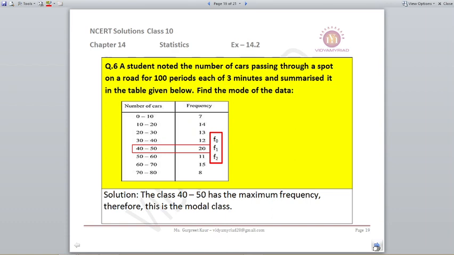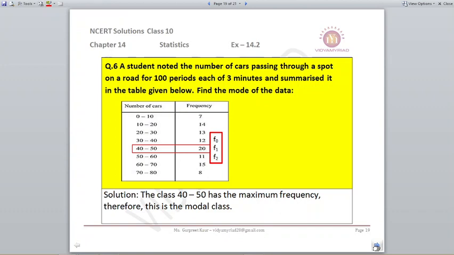Question number 6. A student noted the number of cars passing through a spot on a road for 100 periods each of 3 minutes and summarized it in the given table below. Find the mode of the data. Now the number of cars he has mentioned: 0 to 10, 10 to 20 with a gap of 10. Frequencies are 7, 14, 13, 12, 20, 11, 15, 8. Highest is 20. On the highest frequency we found the modal class 40 to 50. According to that, I know F0 is 12, F1 is 20 and F2 is 11.